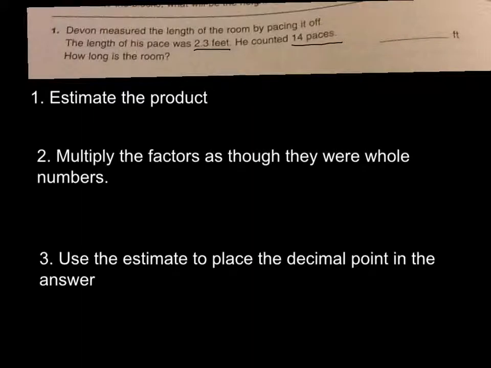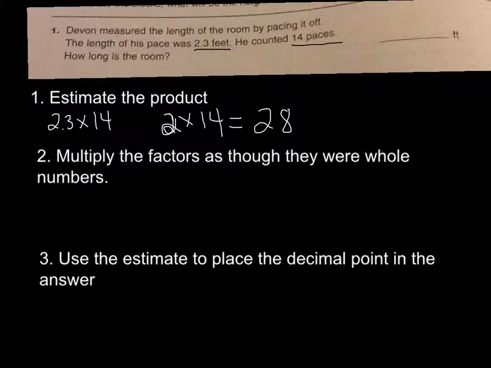In order to figure out this problem, there are 3 steps that we can use to help us. The first is estimate the product. Well, I know that I have to multiply 2.3 times 14. And I know 2.3 or 2 and 3/10 is close to 2. And I can do 2 times 14 in my head. So I can estimate 2 times 14 is about 28.